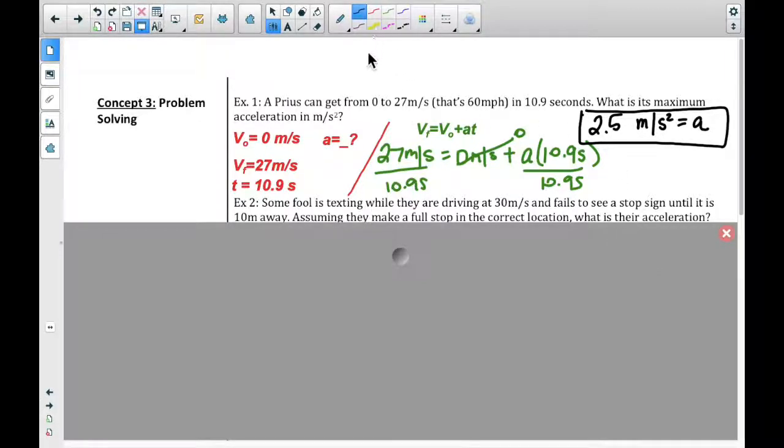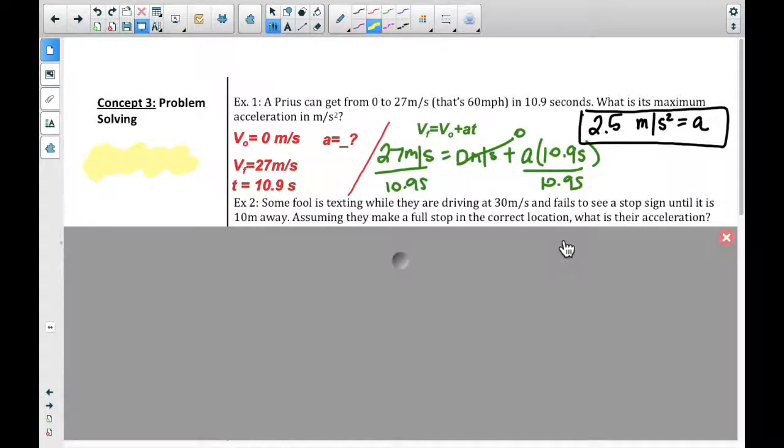Once again, if you have questions, if there's anything in here you didn't understand, write your questions out in the margin so tomorrow when you come to class you can ask me those questions. Let's look at the next example.